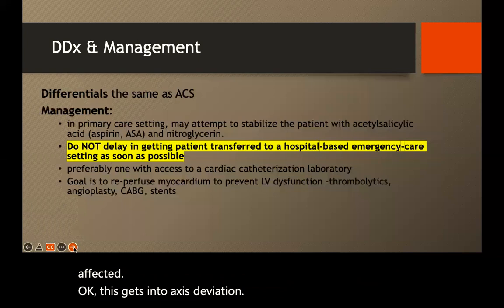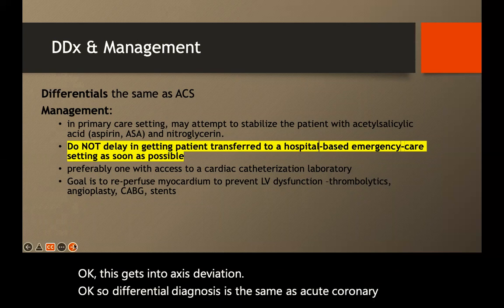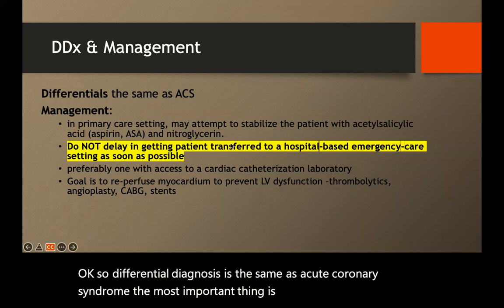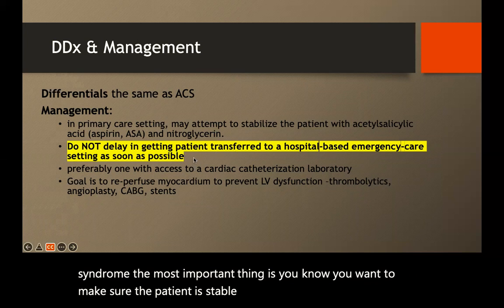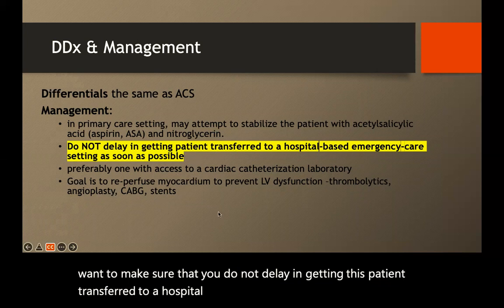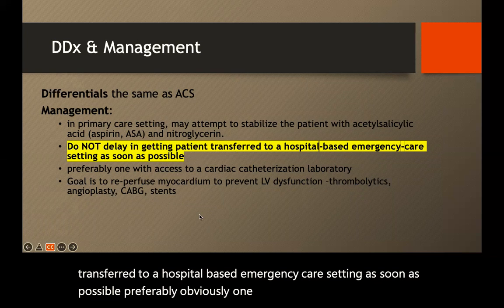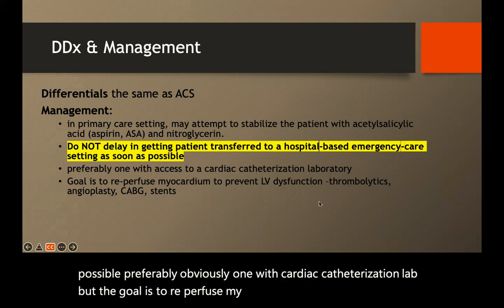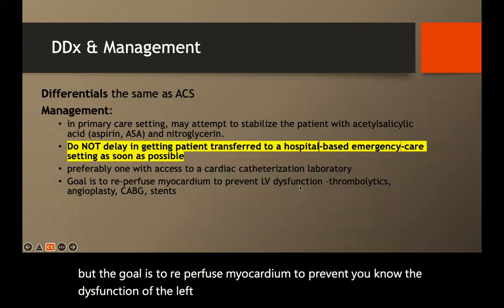Okay, so differential diagnosis is the same as acute coronary syndrome. The most important thing is, you want to make sure the patient is stable with aspirin or nitro, and then you want to make sure that you do not delay in getting this patient transferred to a hospital-based emergency care setting as soon as possible, preferably, obviously, one with a cardiac catheterization lab. But the goal is to reperfuse the myocardium to prevent dysfunction of the left ventricle by giving thrombolytics, angioplasty, a CABG, or stents as needed.